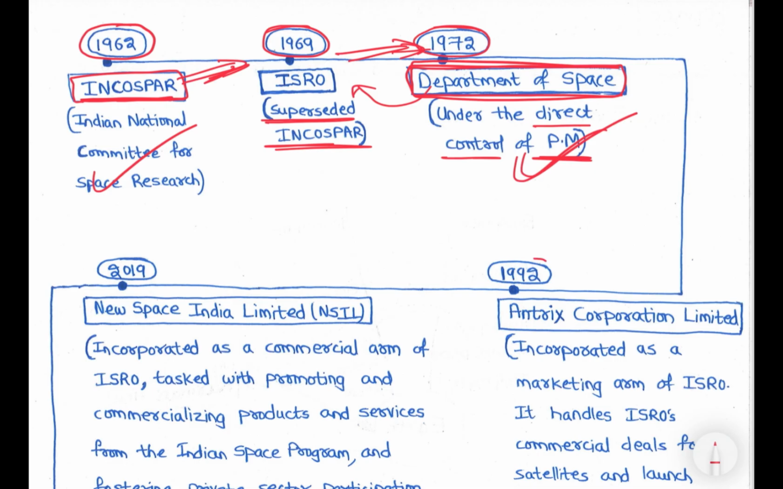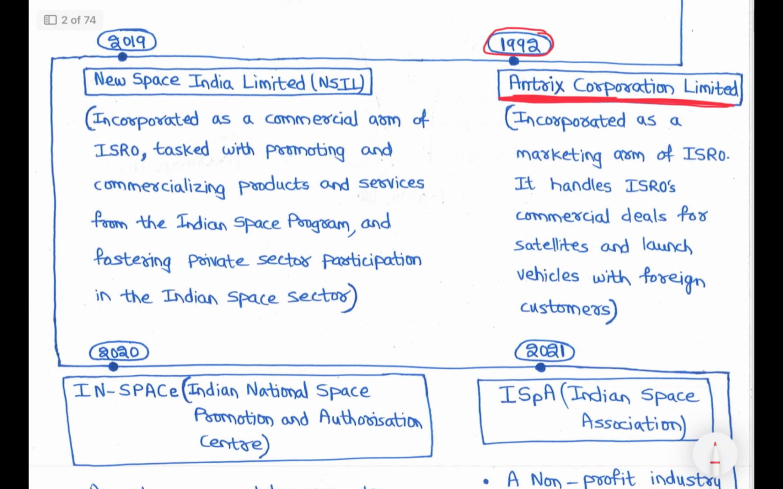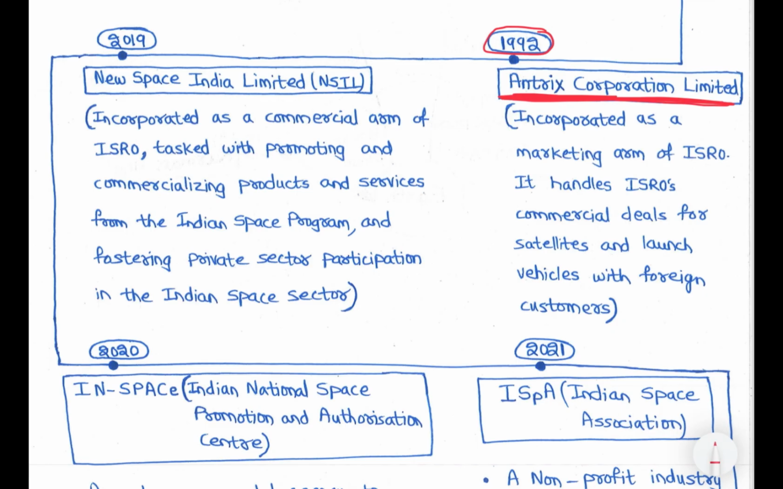Then in 1992, Antariksh Corporation Limited is formed. Why was it formed? Privatization, liberalization, globalization, the LPG reforms happened in India. Now in the space sector also, we understood the importance of private players. So Antariksh Corporation was formed in 1992, incorporated as the marketing arm of ISRO. It handles ISRO's commercial deals for satellites and launch vehicles with foreign customers.